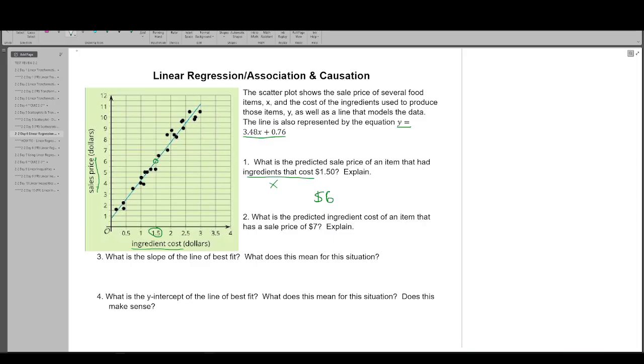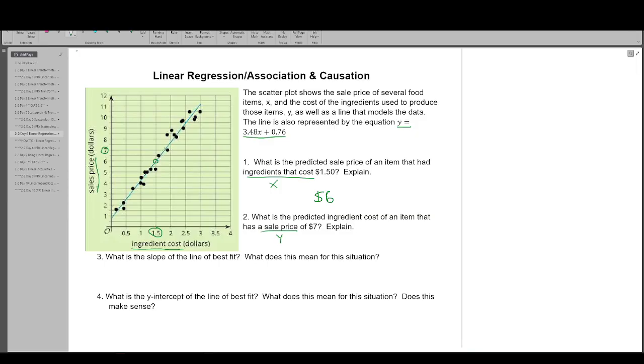What is the predicted ingredient cost of an item that has a sale price of $7? This time, sale price is y, so we're going to look at sale price of 7, carry on to the right, and just like before, we find a black dot, but we want to ignore that black dot. We don't want to take that into account.